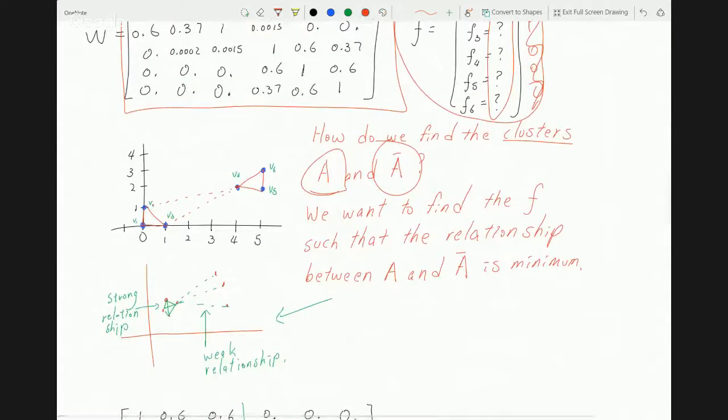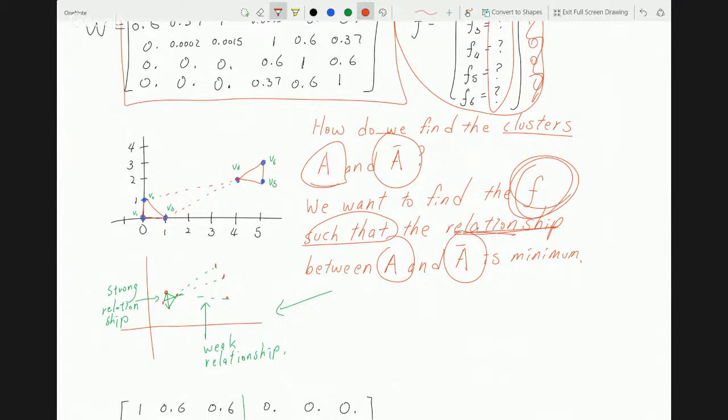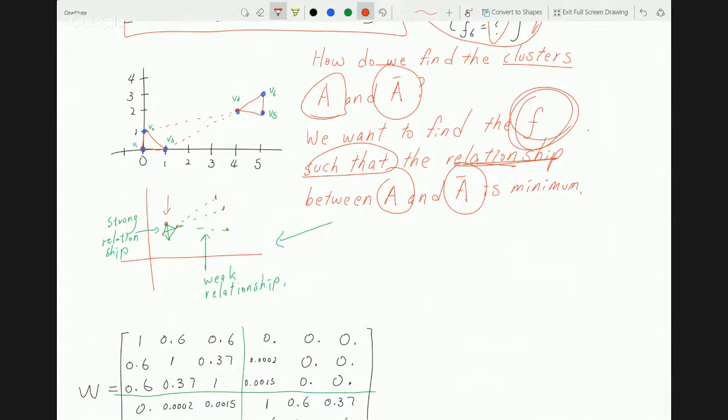Well, one way we can find it, philosophically, is to find a solution F such that the relationship between A and A naught is minimal. Think about it. If we have this here, the relationship between them is very, very strong, so it doesn't make sense to split them up. However, the relationship here versus here, these dots, is very weak. So it makes much more sense to separate it this way rather than this way.